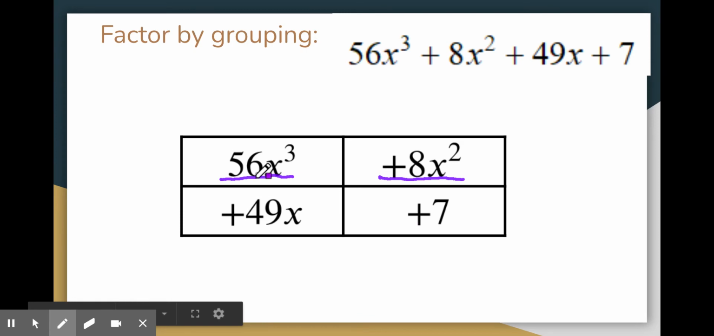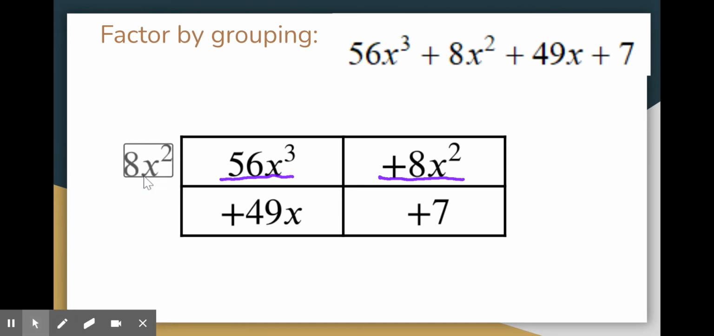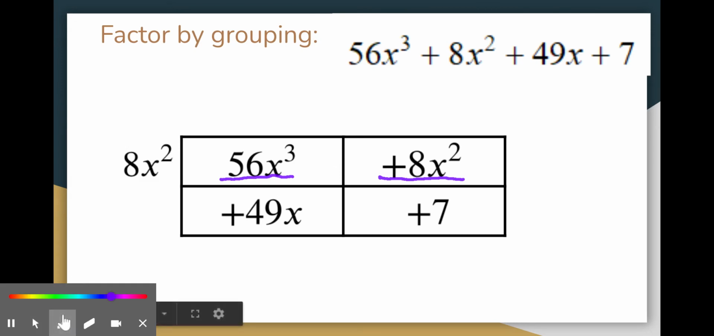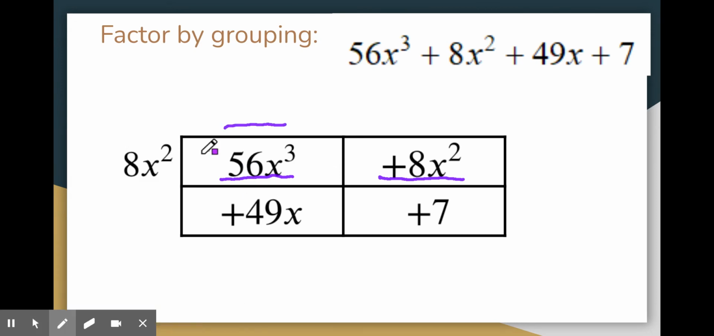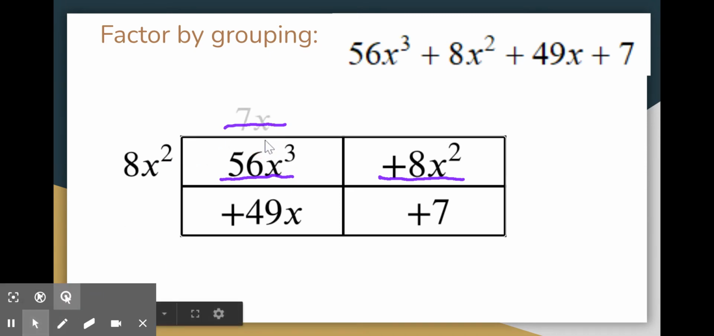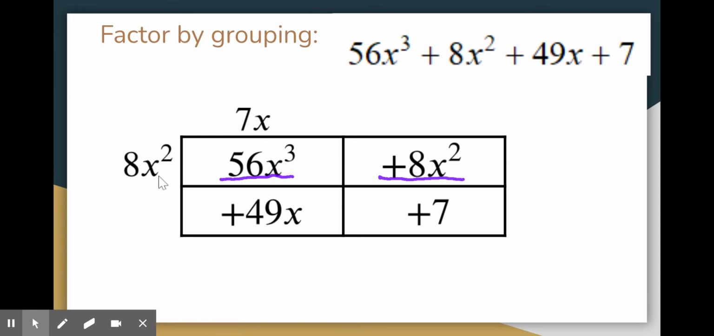So 8 goes into 56. So 8 is the largest number I can take out, and both have at least x squared. So I'm going to take out 8x squared. Then from here, I'm looking for what times 8 gives me 56. Well, that is 7. 7 times 8 is 56. And then I would need an x, because x squared times x is x cubed.